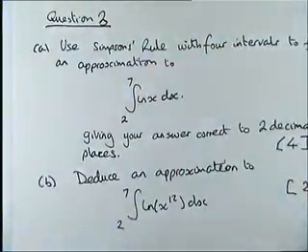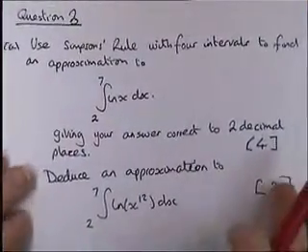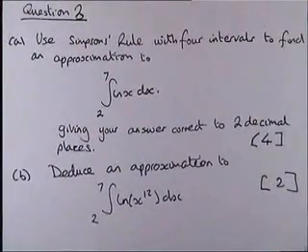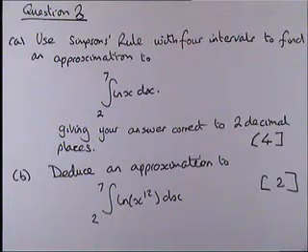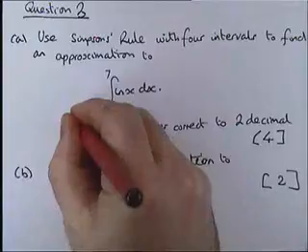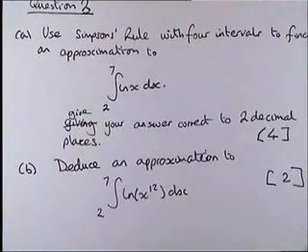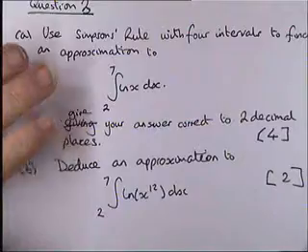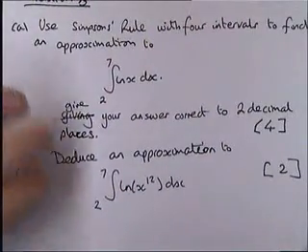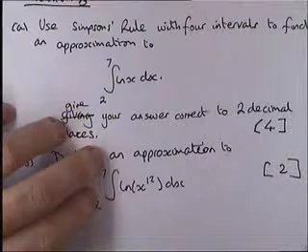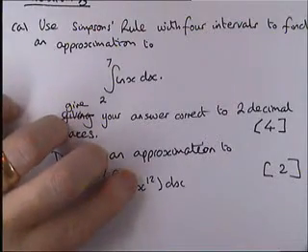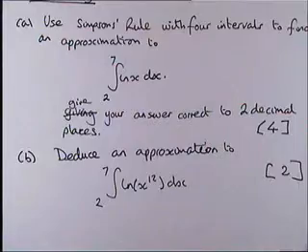Now on to question 3. So this is the second of the Simpson's Rule questions. We had to use Simpson's Rule with 4 intervals to find an approximation to the integral of log x dx between 2 and 7, and it's giving you answers to 2 decimal places. Okay, and then for part B we're going to use what we've learnt for part A to deduce an approximation to the integral between 2 and 7 of log of x to the power of 12, and we're integrating both times with respect to x.